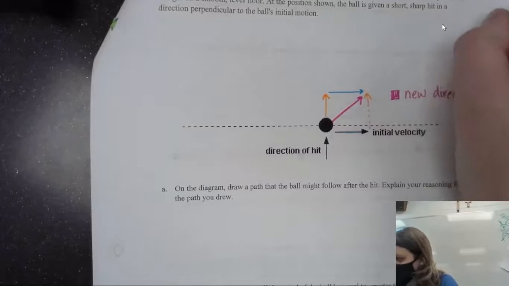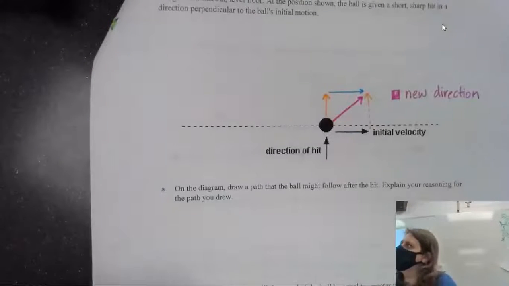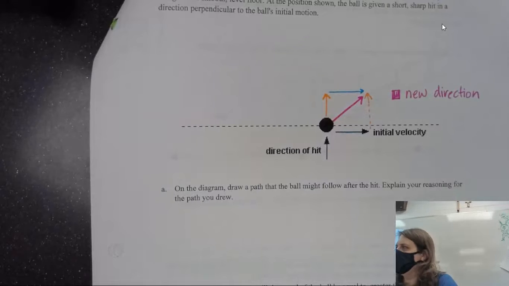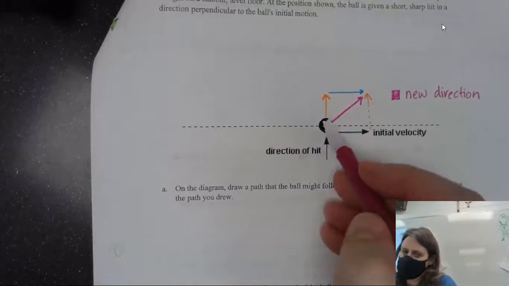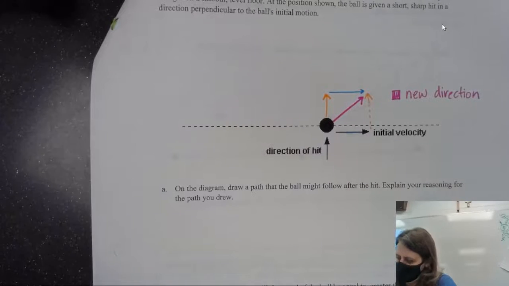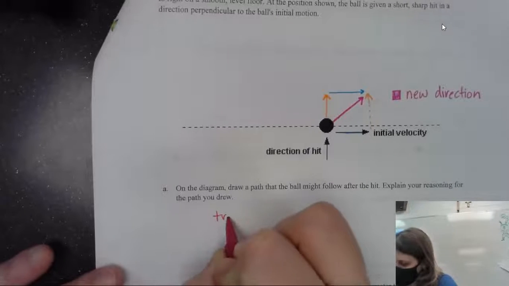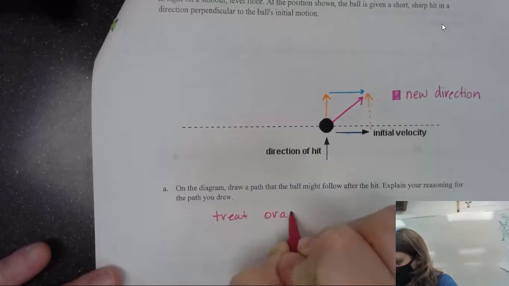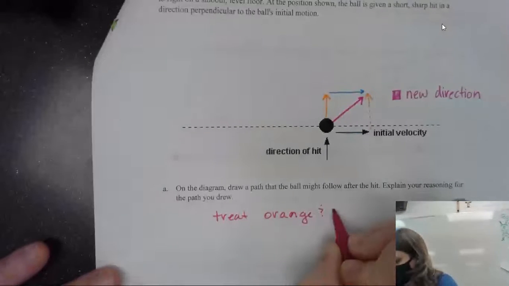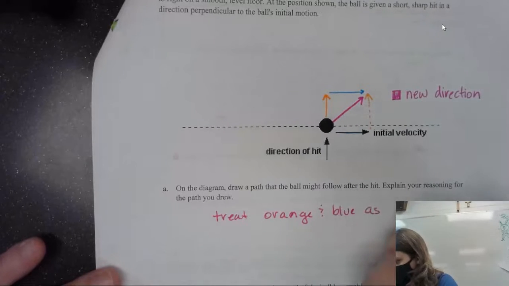Have you guys ever noticed this when you're playing pool, maybe? If you're playing pool on a table and you have a ball that's moving and then you roll another ball towards it, you get a new direction. It's kind of the average between the two. So now our object is moving up and to the right. I'm going to treat orange and blue as two vectors.